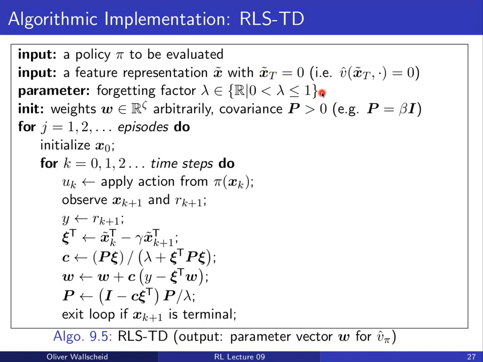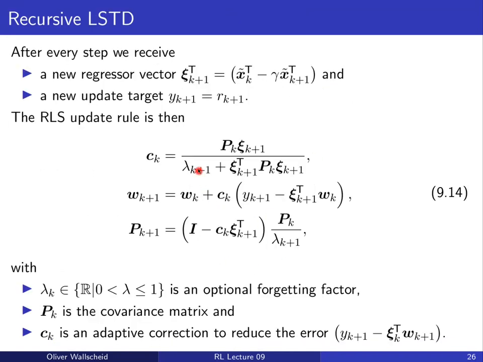We may also add a forgetting factor, which I didn't mention on the previous slide. So what we can also add is a so-called forgetting factor lambda, which is optional. If we set lambda to 1, then we get a classical LSTD algorithm where we don't forget anything from the past, so all data from the past is equally weighted over time. However, if we introduce lambda smaller than 1, then we scale up that covariance matrix and also scale the correction factor. Basically, previous data points from the past are weighted less than more recent data points, and therefore the algorithm adapts itself to more recent data points.